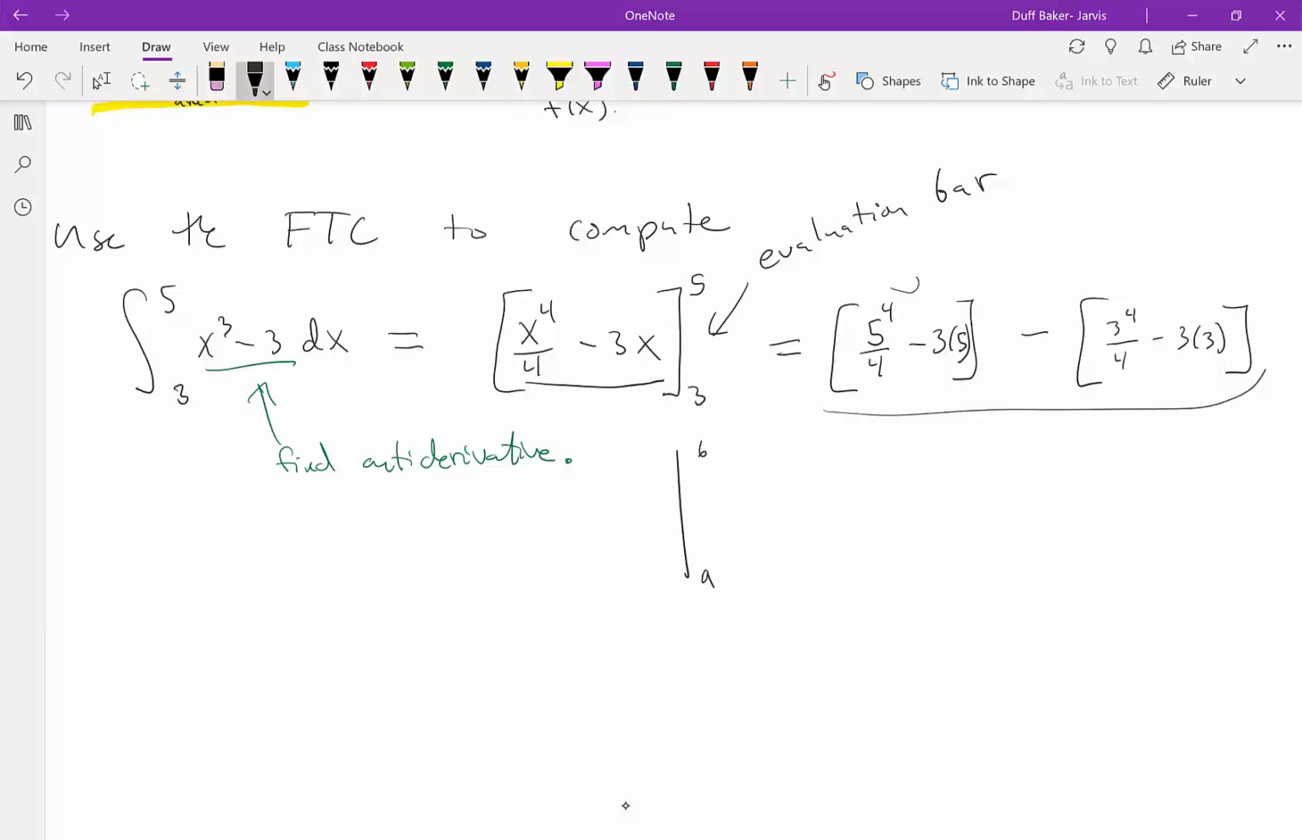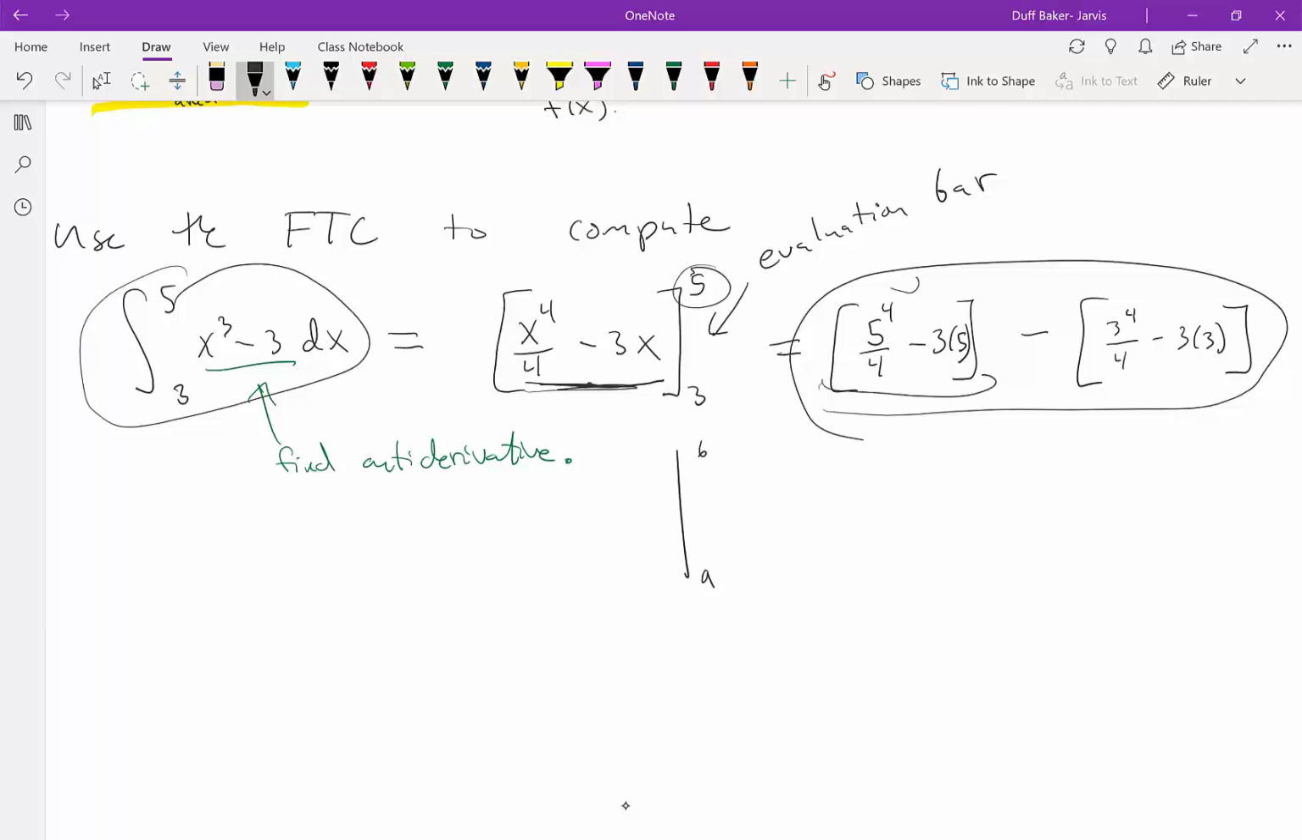But yeah, so that's the idea. To compute an integral, what you do is you first find an antiderivative, then you plug in the top number, have that as a term, and then you subtract, plugging in the bottom term, making sure you subtract off the whole thing, right? So parentheses are important in the second term. Okay.